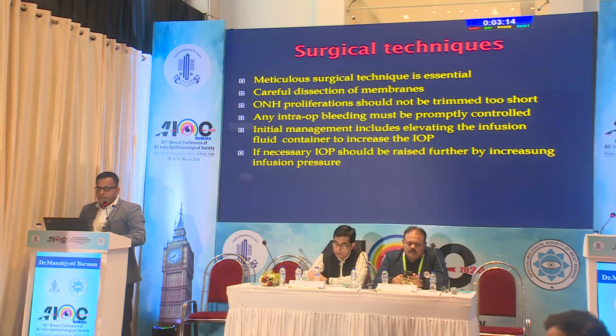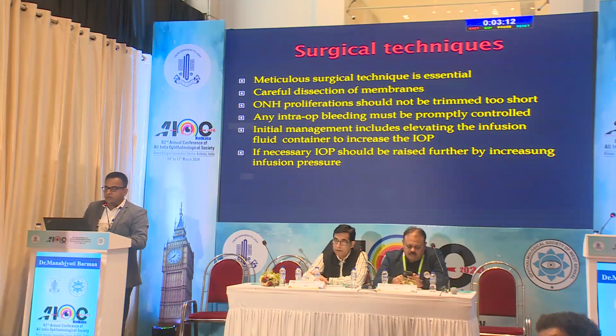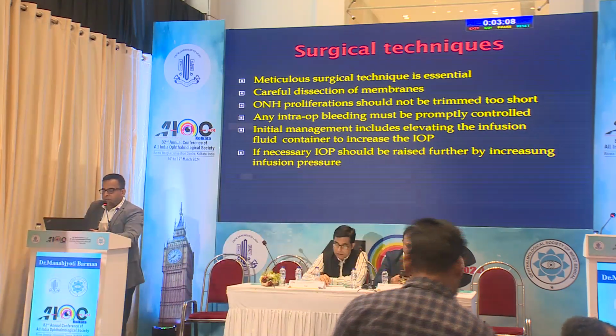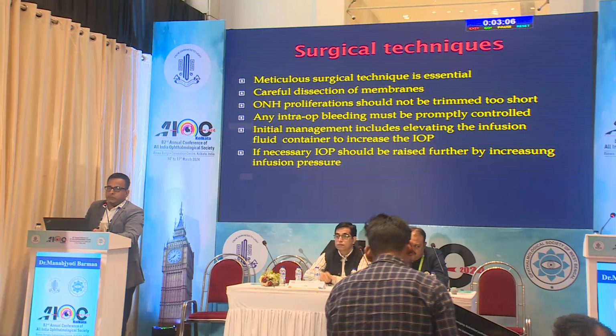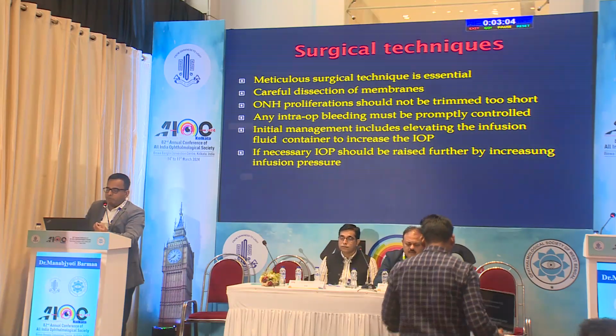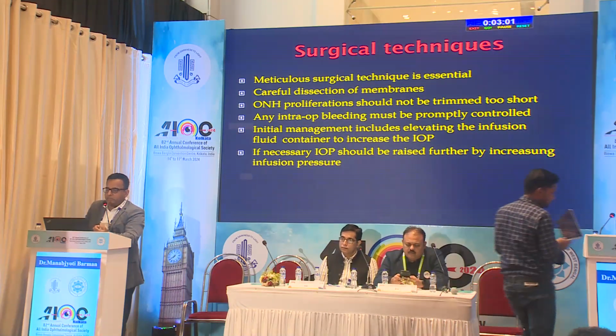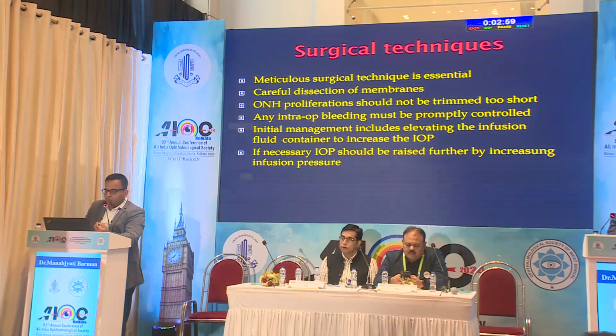So meticulous surgical technique is essential. Careful dissection of membranes is one of the most important steps. Optic nerve proliferation should not be trimmed too short. Many a time there may be bleeding from the optic nerve head, and that needs cauterization. If we trim the proliferation very close to the optic nerve head, it is difficult to stop the bleeding, and any cauterization of the optic nerve head may damage it. So we should leave a small stump at the optic nerve head.